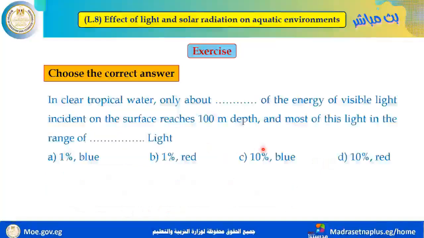Okay? Another question. In clear tropical water, only about blank of the energy of visible light incident on the surface reaches 100-meter depth, and most of this light is in the region of blank light. Good. 1% and blue. So in clear tropical water, only about 1% of the energy of visible light incident on the surface reaches 100-meter depth, and most of this light is in the region of blue light.